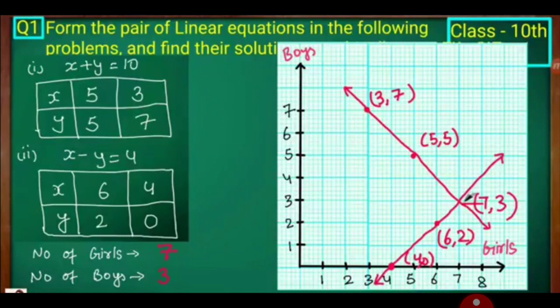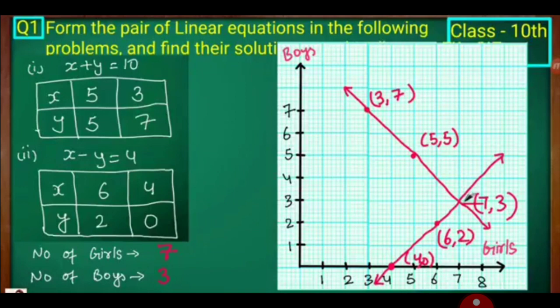See, first we have to plot 5, 5 on the graph paper. You can see easily 3, 7 also. Now join these 2 points with the help of a ruler. You will get a line that is x plus y is equal to 10.